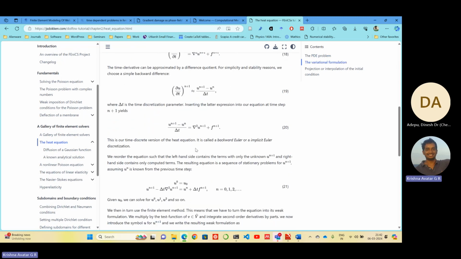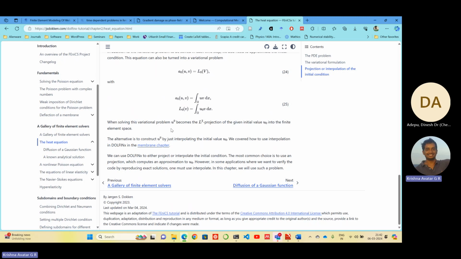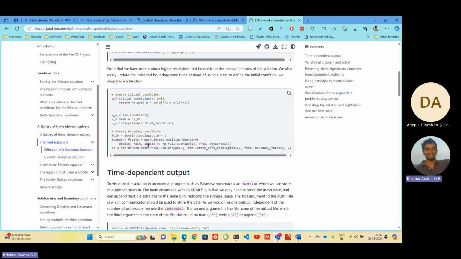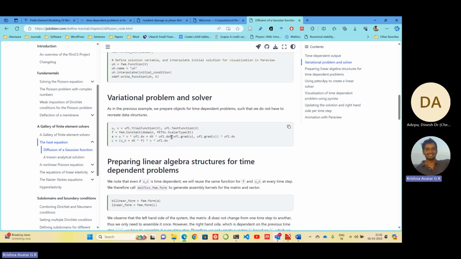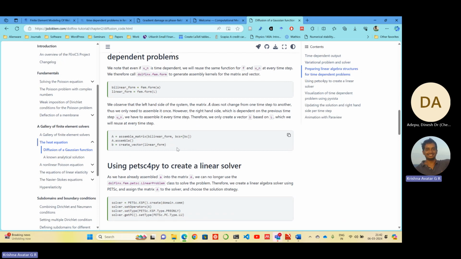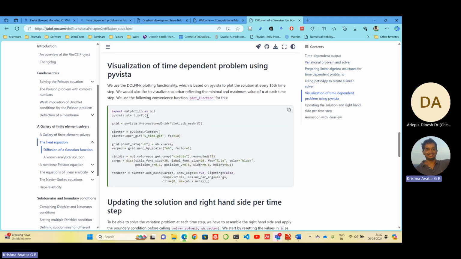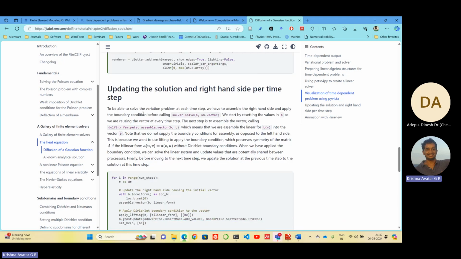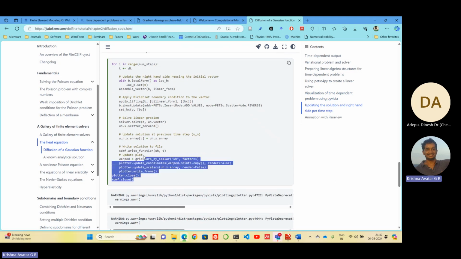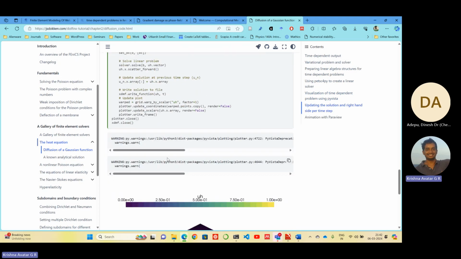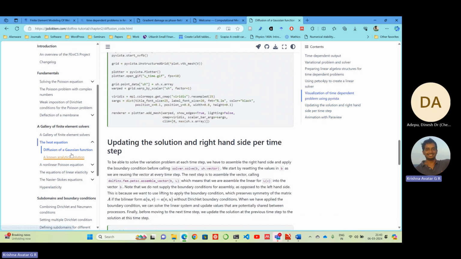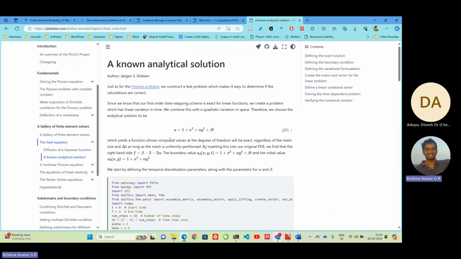Let's just go through it, not in detail, just to see how he has done it. That will be wonderful. So you take some initial condition and initial configuration, then time dependent output, variational problem and solver, bilinear form assembling, use PETSc to solve the linear solver because that's also a linear problem. Visualization of the time dependent problem using PyVista, updating the solution and right hand side per time step. That is the goal here, so that is where we have to focus. This is the tutorial we'll follow.